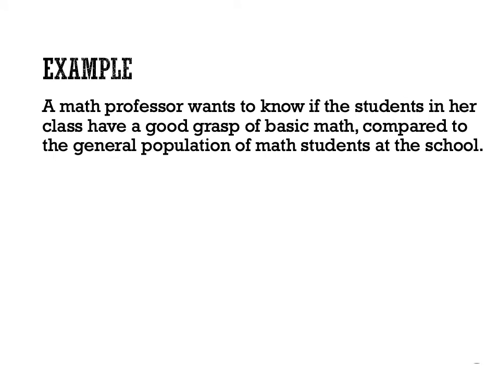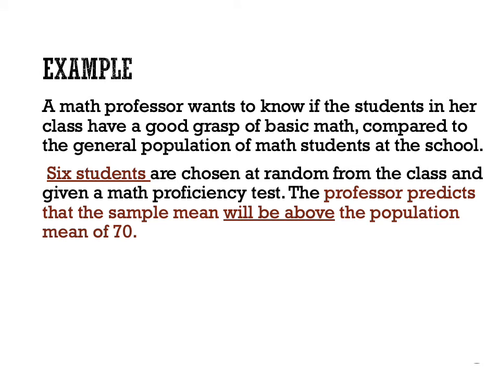Okay, so let's look at this example. A math professor wants to know if the students in her class have a good grasp of basic math compared to the general population of math students at the school. So this professor wants to compare a sample of students in her class, that's going to be her observed data, to the population of students at the school. 6 students are chosen at random from her class and given a math proficiency test. The professor predicts that the sample mean will be above the population mean, which is 70.